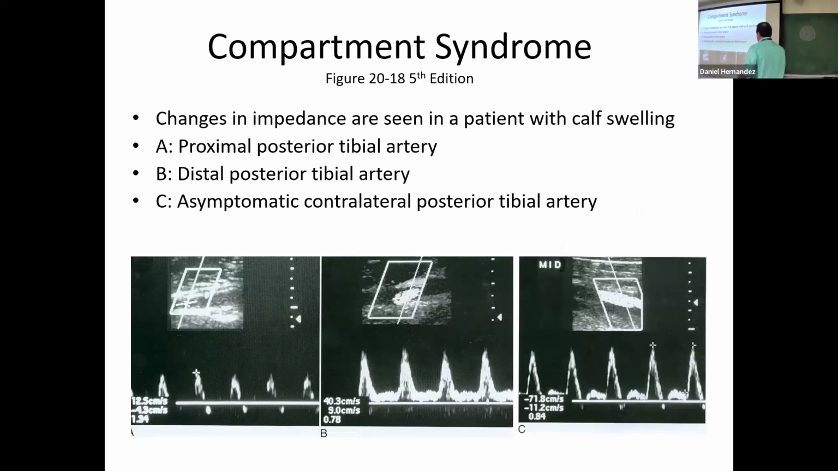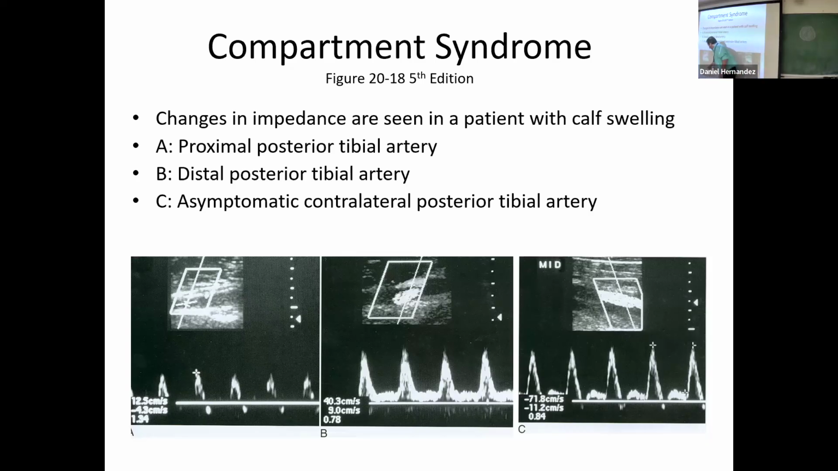So this is showing a patient with compartment syndrome. The main thing is comparing the symptomatic side to the asymptomatic side, so you know what your normal baseline will look like. This was a patient with calf swelling. They Dopplered the posterior tibial artery proximal to where the swelling is, so above that compartment. They got a Doppler tracing.